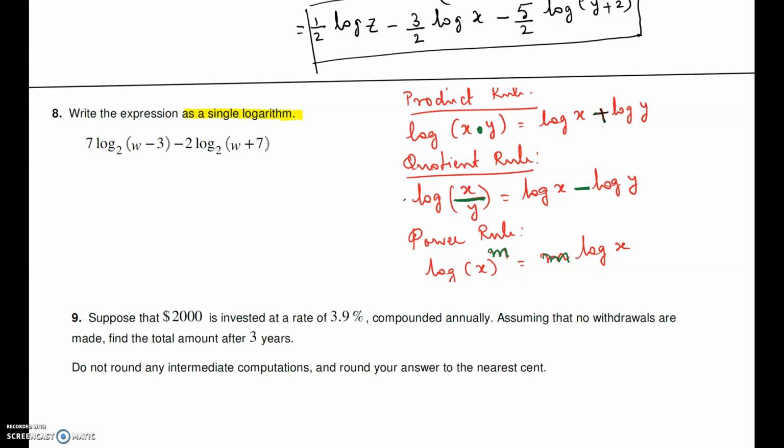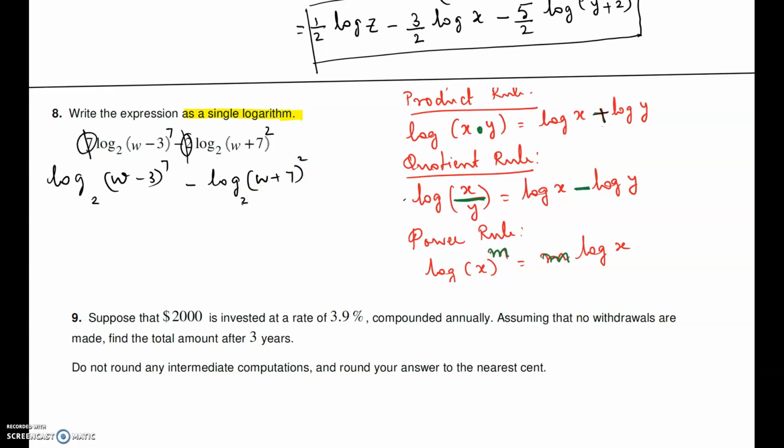to the problem. First we notice that the first step is to make the coefficient of the log equal to 1. So we have to move this 7 and write that as an exponent first. And then this 2, write that as an exponent. This is by using the power rule. So we are going from the right side to left side. If you see anything in front of the logarithm, that can be taken as the exponent of the argument of the logarithm. So we have now log of w minus 3 to the power 7 to the base 2 minus log of w plus 7 squared to the base 2.